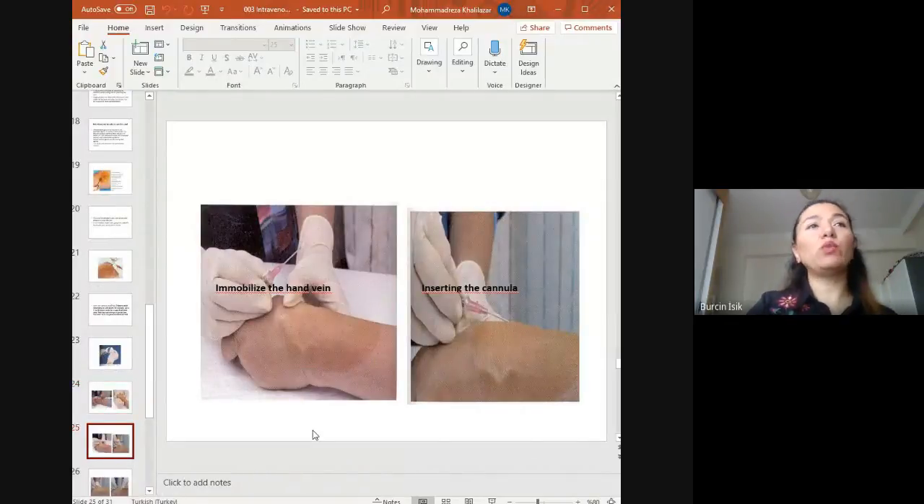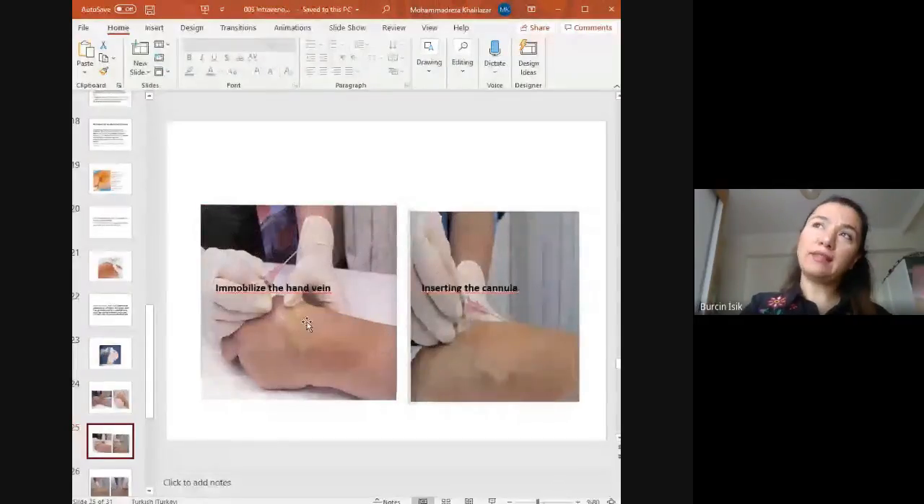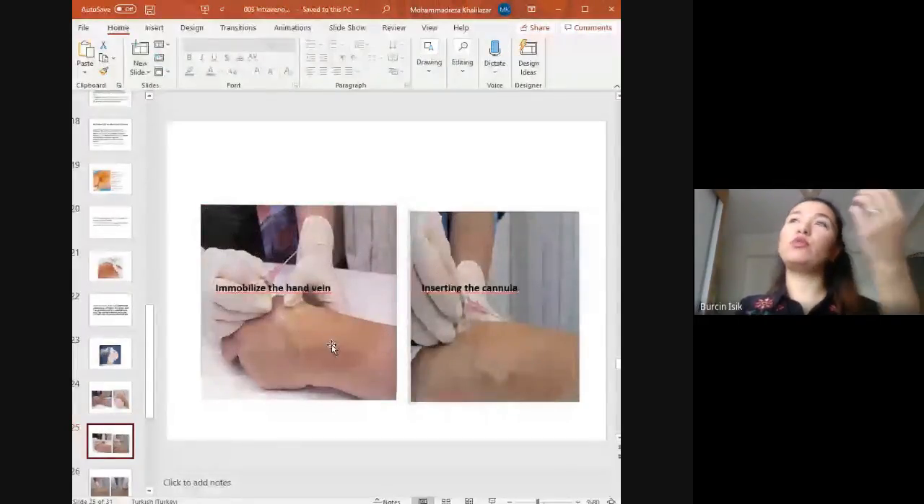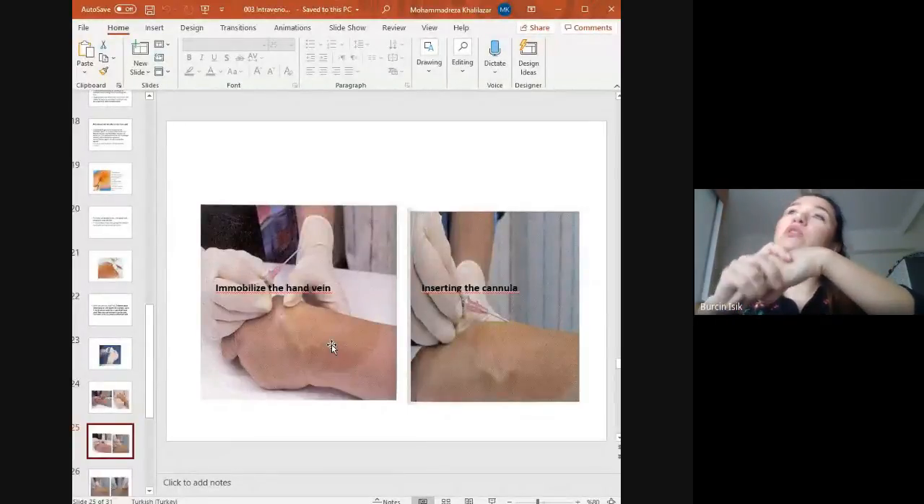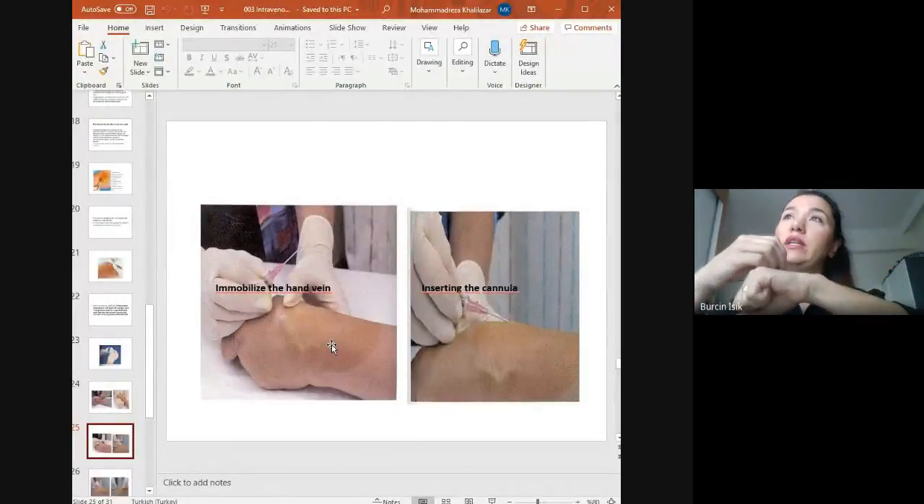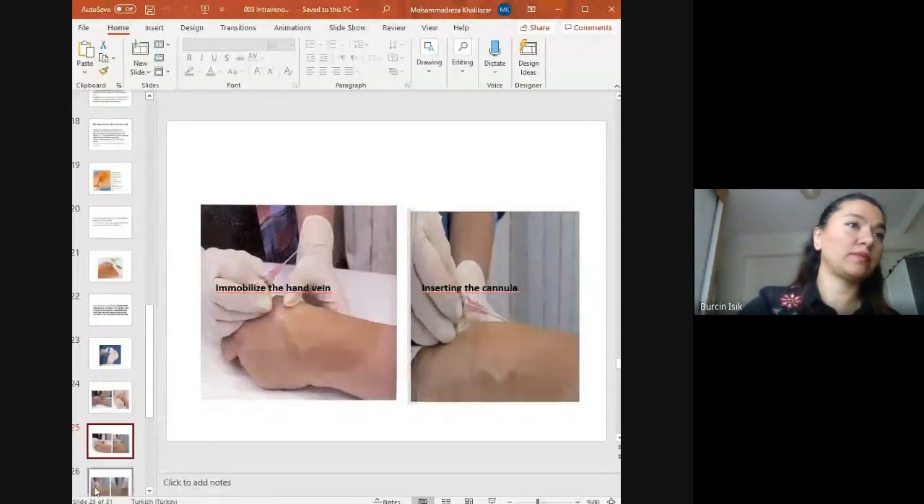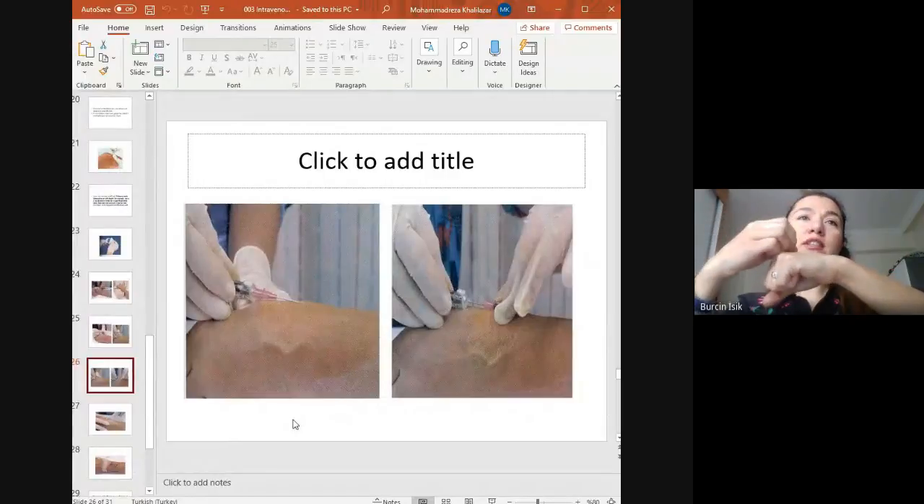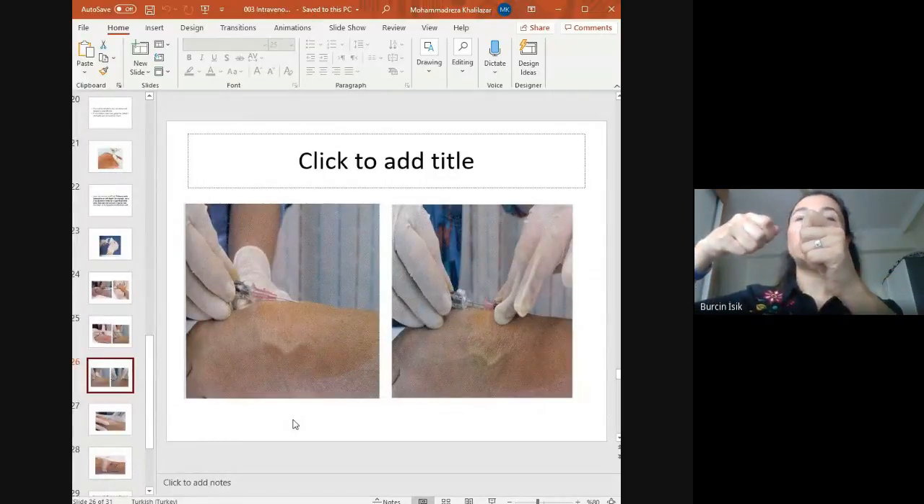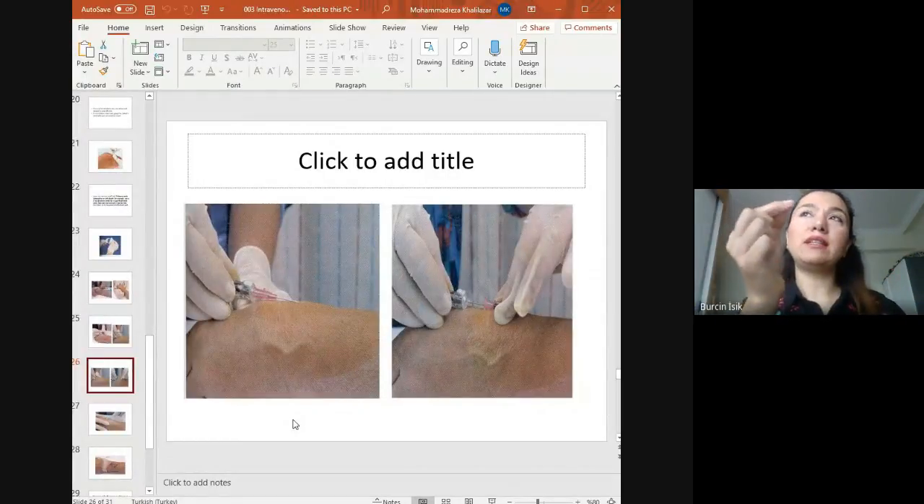Insert the cannula. Immobilize the vein with your other hand, because if you don't hold it with the other hand, it will move and it's too difficult to insert the needle. Did you see? After inserting the needle, they cut it out. When they see blood inside the cannula, it means it's in the vein.